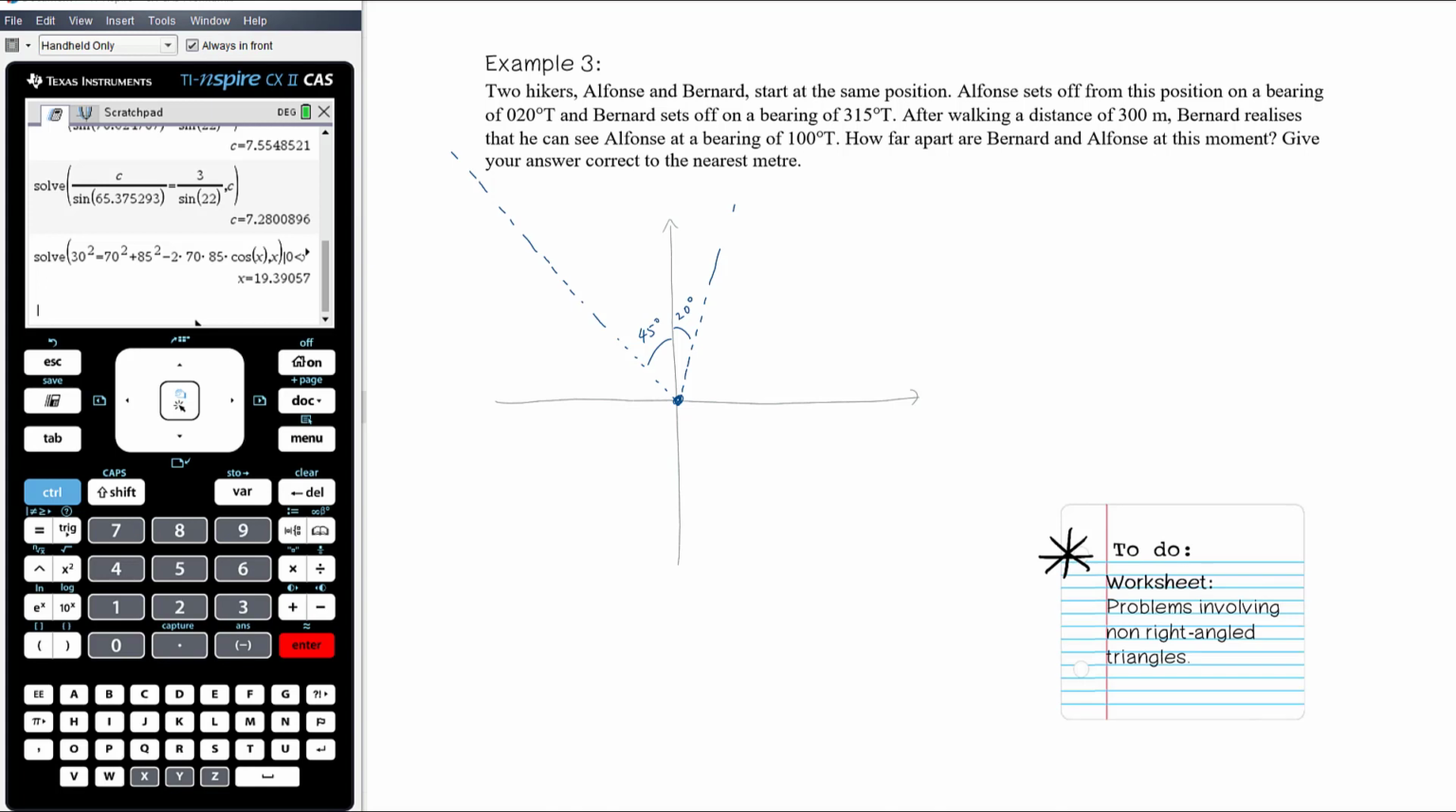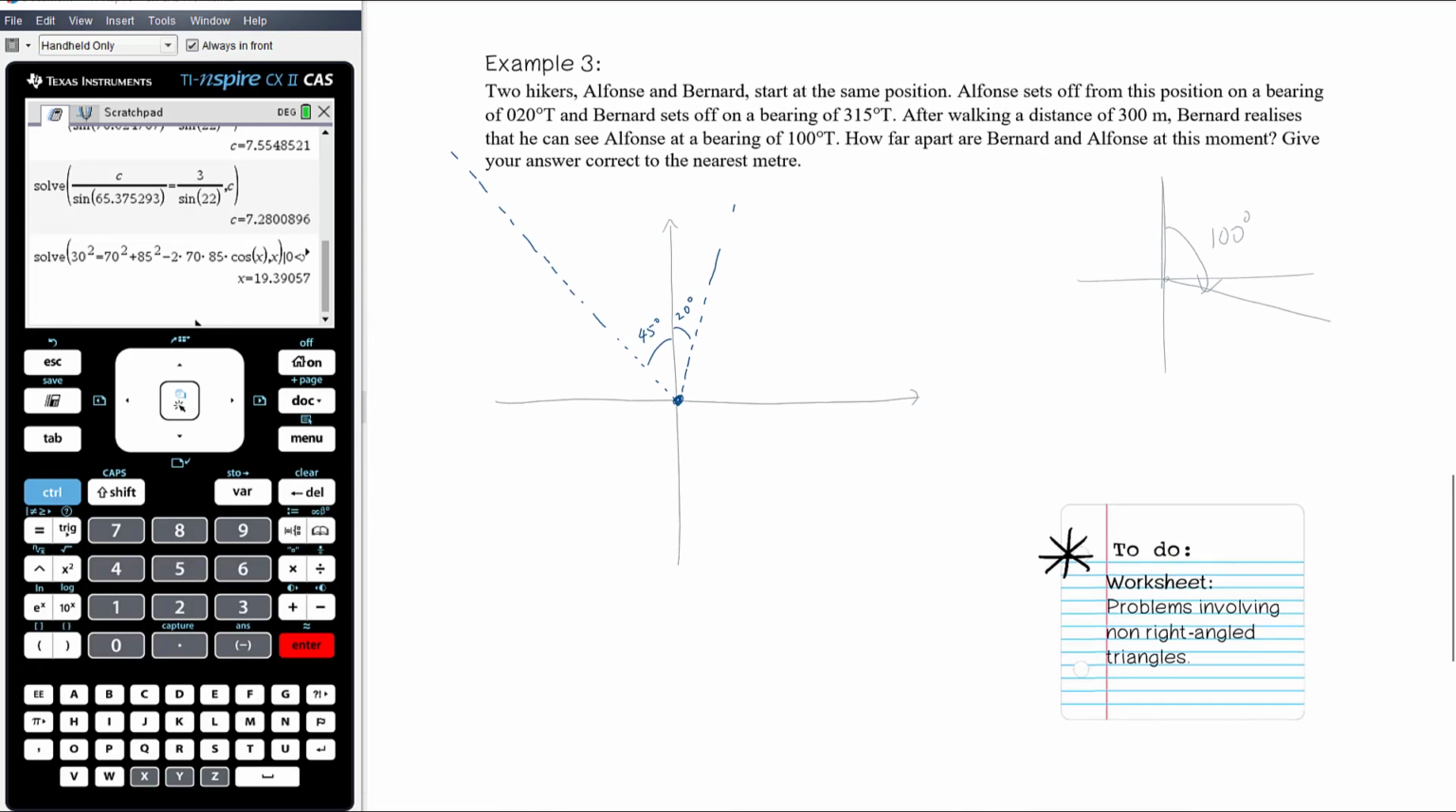After walking a distance of 300 metres, Bernard realises, so which one was Bernard? The one going at 315, so out to the left. Bernard realises that he can see Alphonse at a bearing of 100 degrees true. Okay, so let's just think about a bearing of 100. So 100 is just a bit more than 90, okay? So that would sort of be a bearing of 100 degrees.